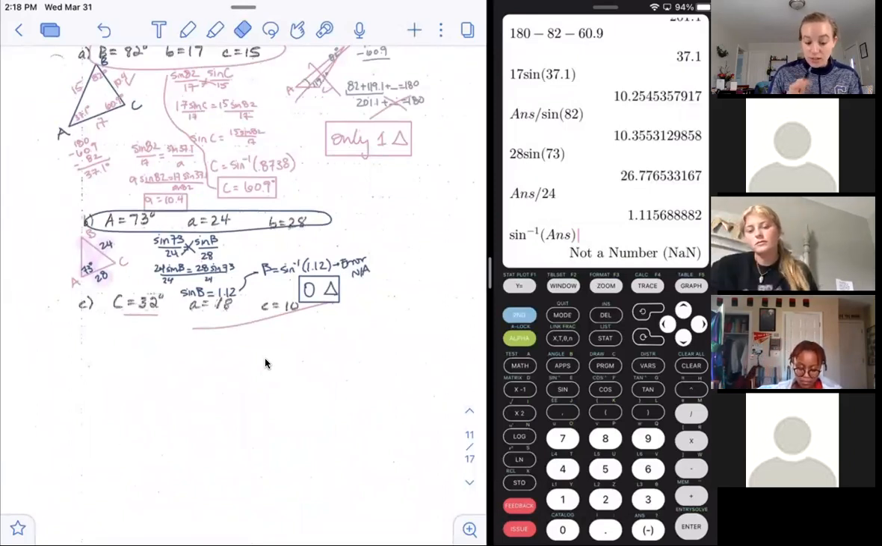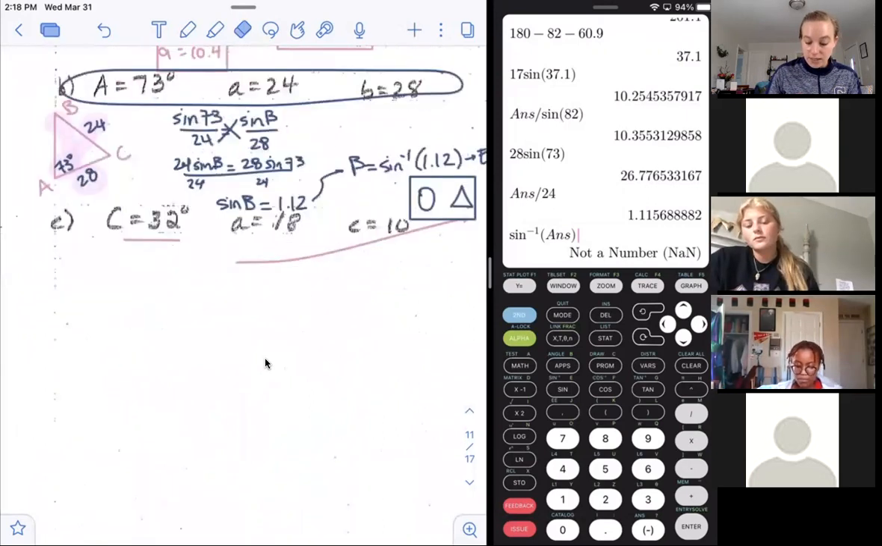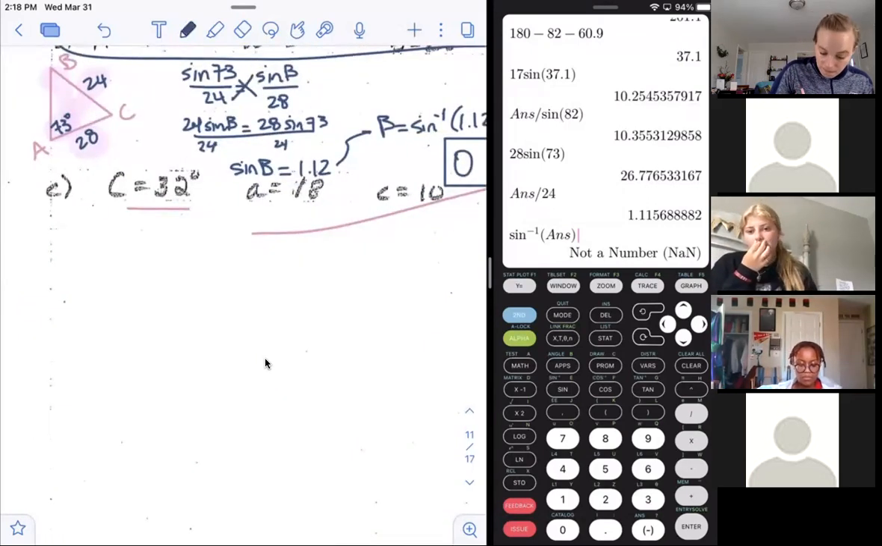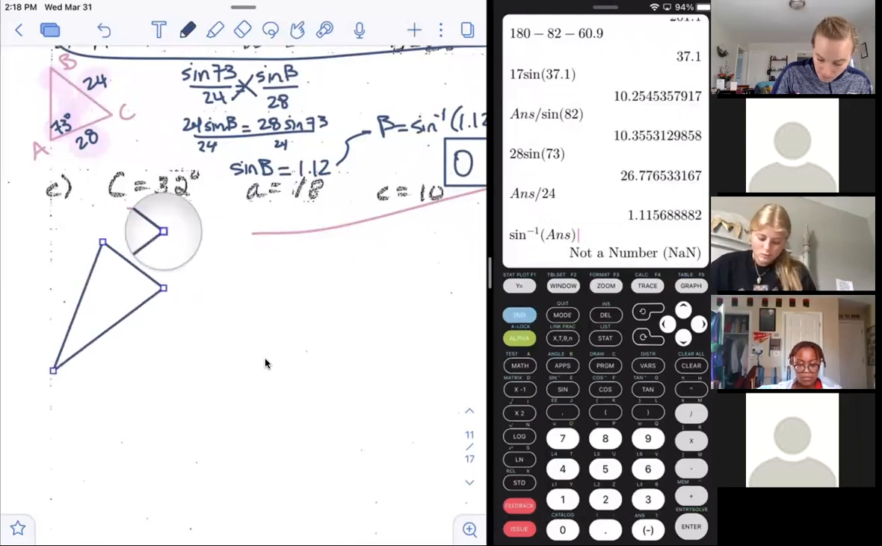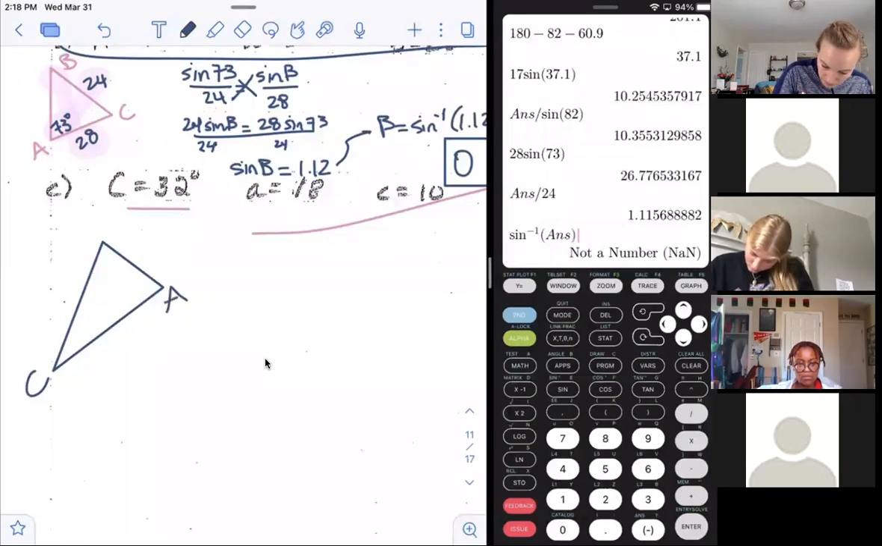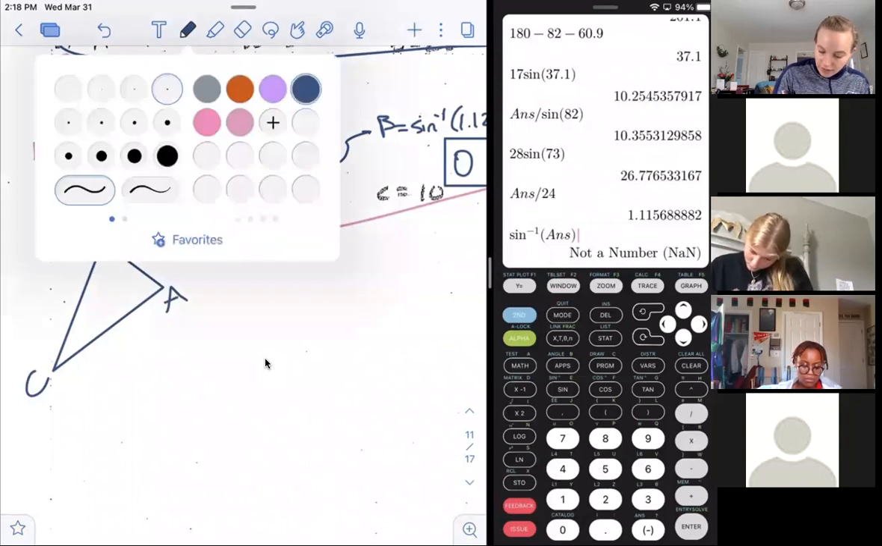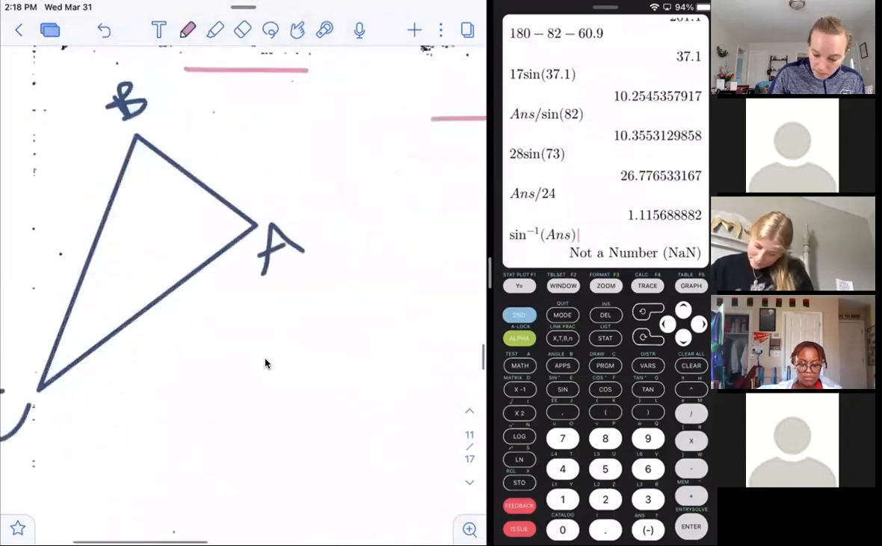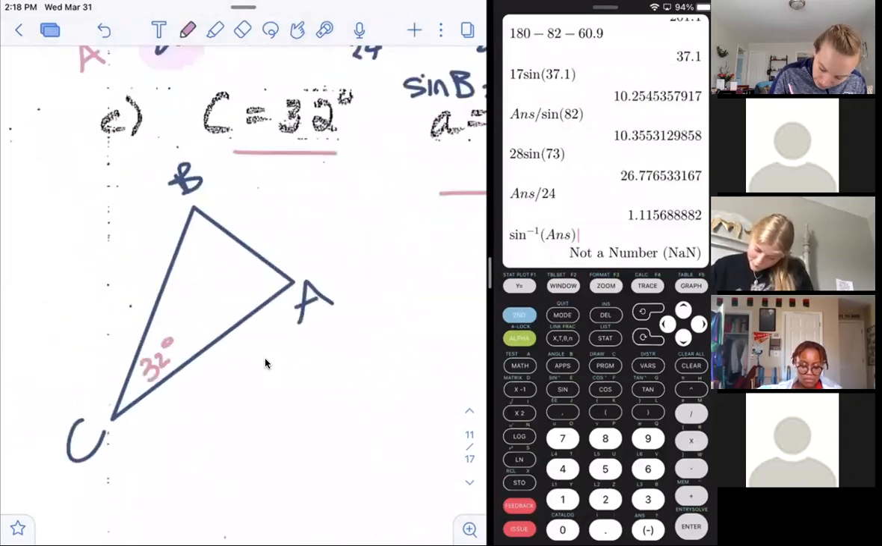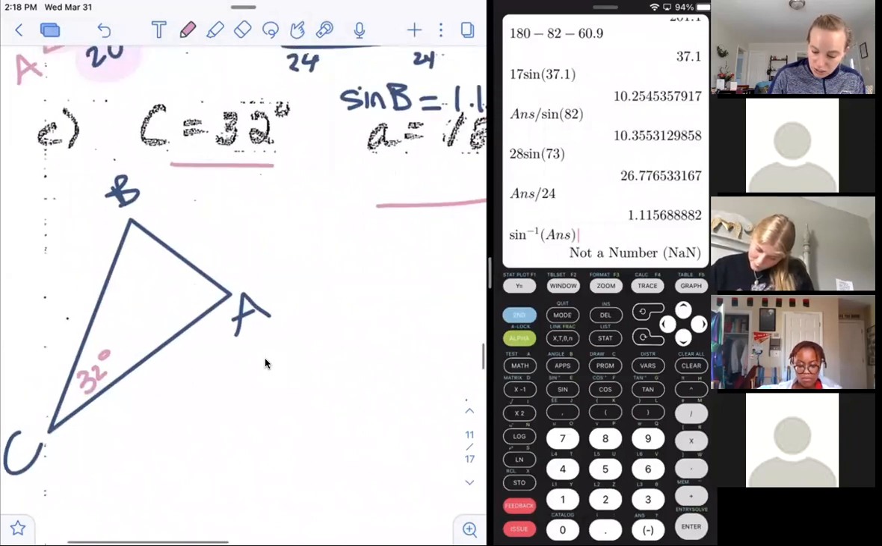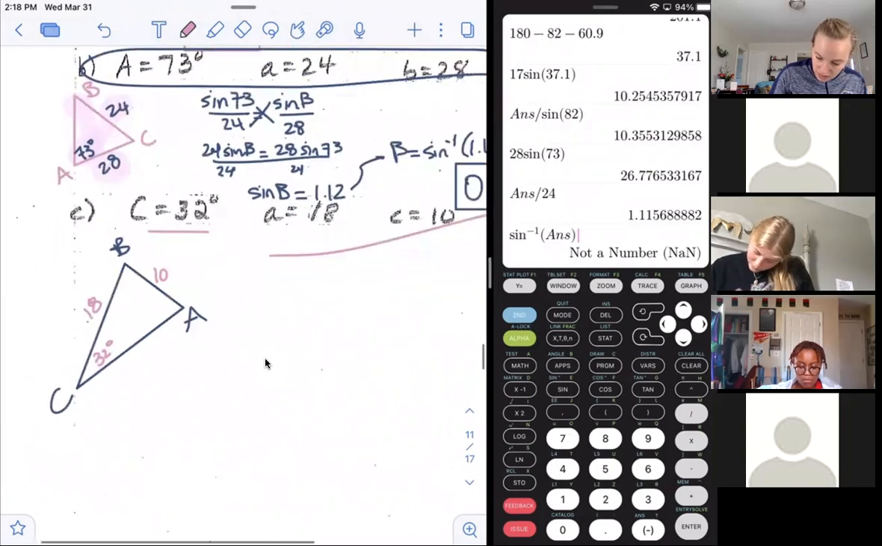So let's draw our triangle. Let's do our first step. Let's see what our first angle is. All right. You can draw your triangle however, I am trying to prove a point, so I tried to take a little bit of care with mine. I've got little c is 32, little a is 18, and then little c is 10.